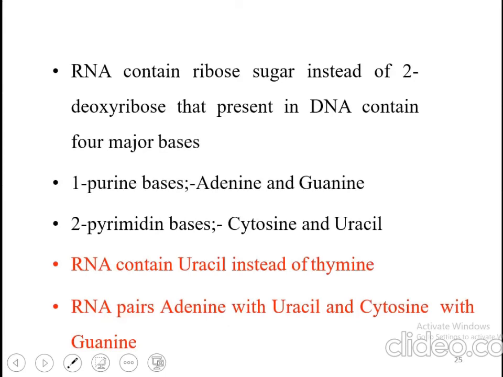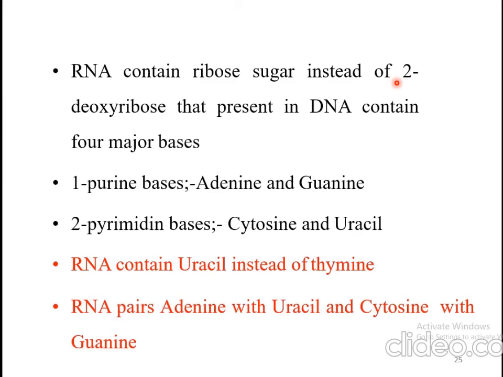RNA contains ribose sugar instead of the 2-deoxyribose present in DNA, and contains 4 major bases. RNA contains ribose sugar, whereas DNA contains deoxyribose sugar. And 4 major bases are present in DNA. Similarly, 4 major bases are present in RNA.